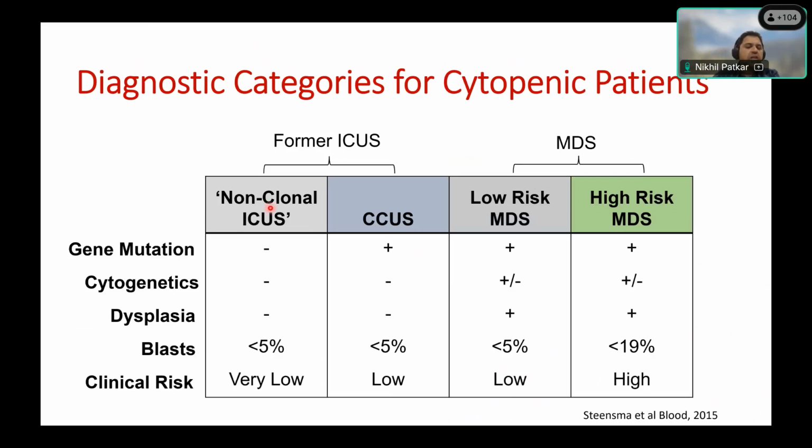First is non-clonal ICUS, which lacks any mutations and has very low clinical risk. Then you have an entity called CCUS, wherein the patient has cytopenia and the presence of a gene mutation. As this CHIP continues to stay in the body, it then transforms into low risk MDS and high risk MDS, each of which has a higher risk of transformation to AML.